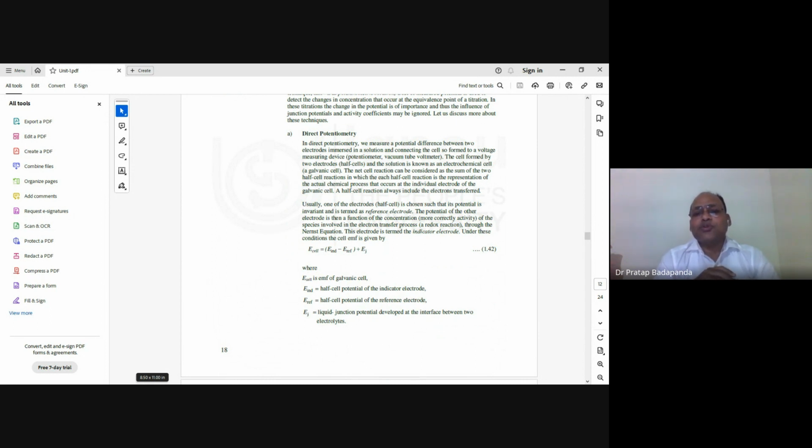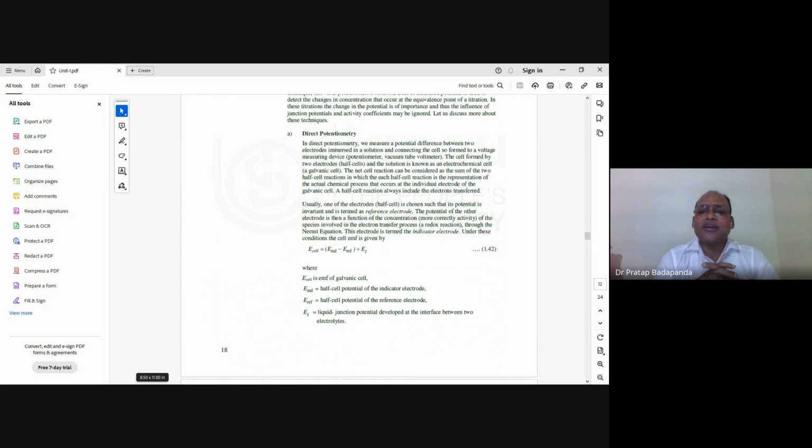Usually the electrode half cells are chosen such that the potential is invariant, in terms of the reference electrode. The potential of the other electrode is then a function of the activity of the species.